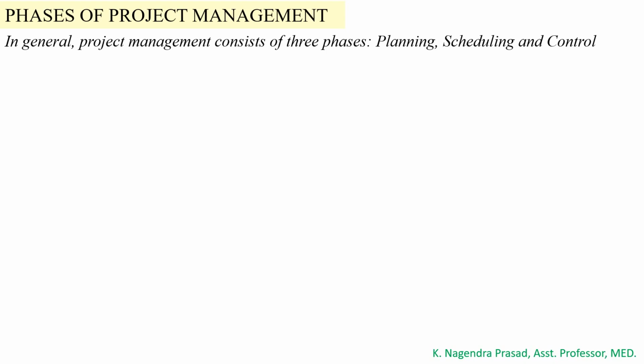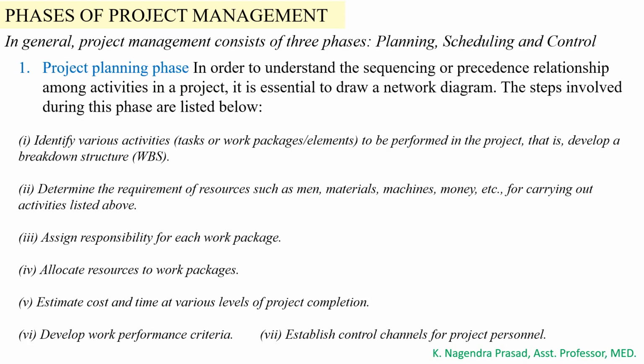First we will see the project planning phase. This is the first phase in project management. In the project planning phase, in order to understand the sequence or precedence relationship among the activities in a project, it is essential to draw a network diagram. The steps involved during this phase are listed below.